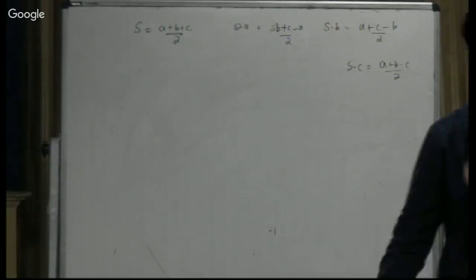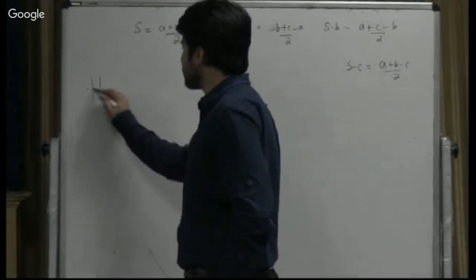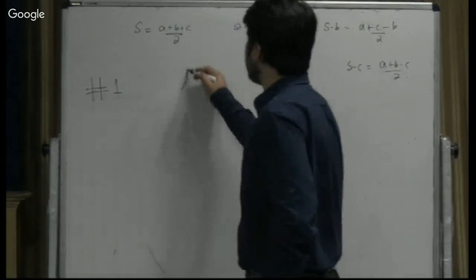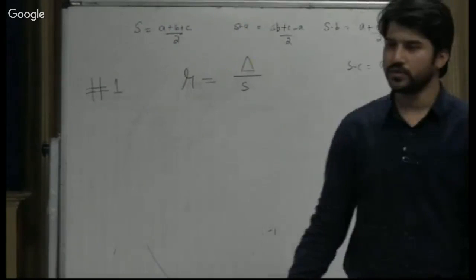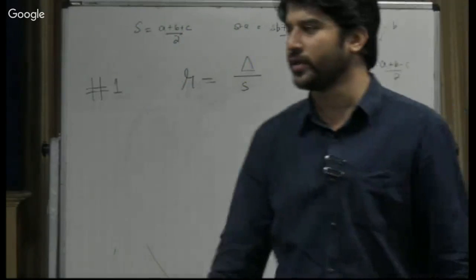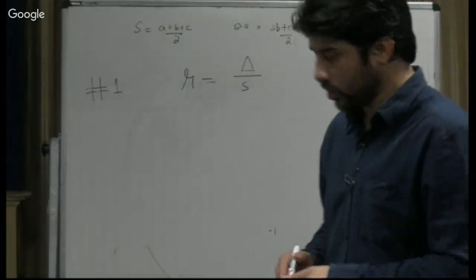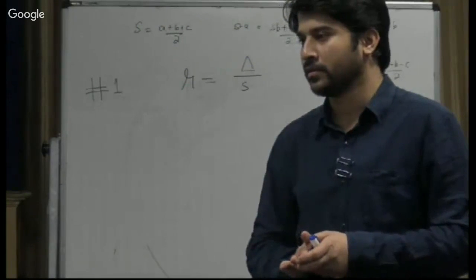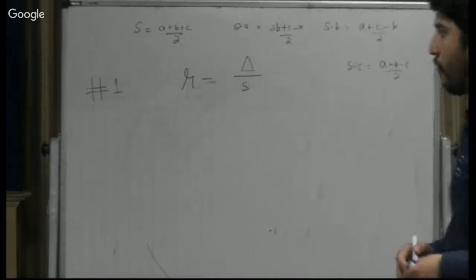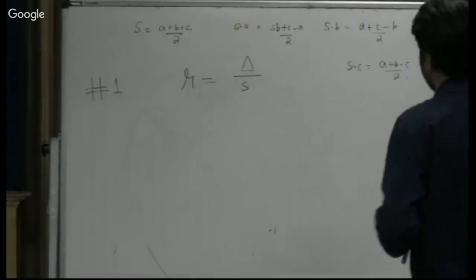Now coming to the first property, property number 1 says the inradius is actually area of triangle upon semi-perimeter. Now how are we going to prove it? Can you prove it? You've already proved this property in class 9th, if you remember. How?